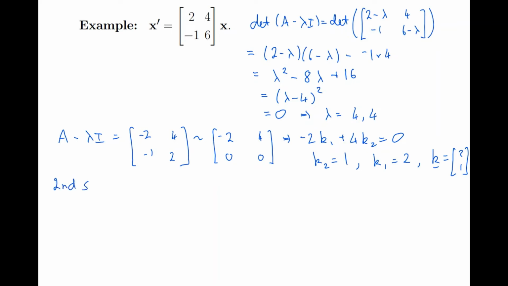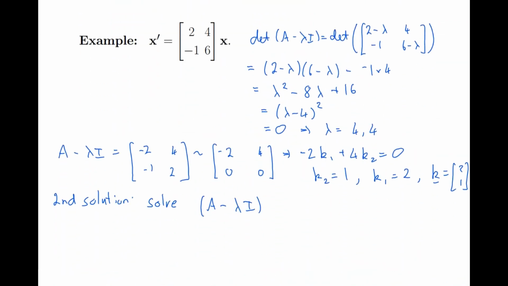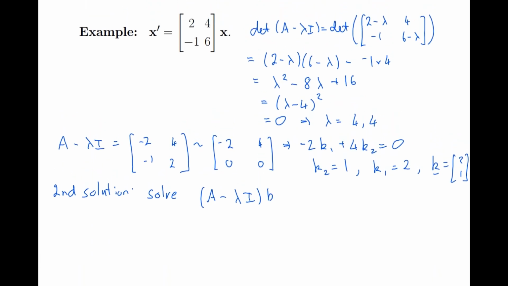So to find the second solution, I need to solve A minus lambda I. Remember that equation from before? A minus lambda I times K equals P, where P is the eigenvector, 2, 1. In other words, I'm solving the same matrix I worked with before, negative 2, 4, negative 1, 2, times K is equal to 2, 1.